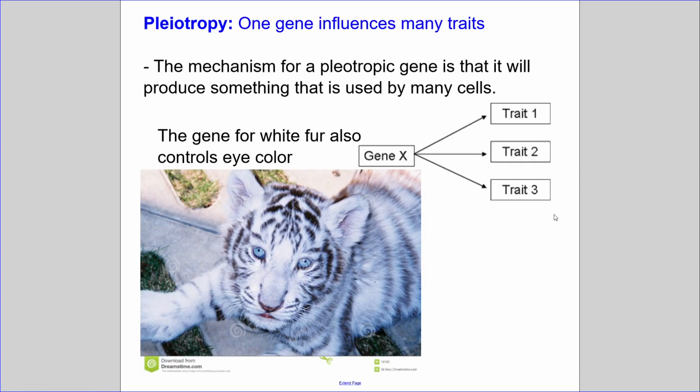Okay, our last major method of genetic inheritance is called pleiotropy. This is when one gene influences many traits. It's kind of the opposite of polygenic. The mechanism for a pleiotropic gene is that it will produce something that is used by many cells. For example, the gene for white fur also controls eye color, which is why this Siberian looking tiger has blue eyes. It's like this one gene that gets created is going to be used for this trait and this trait. And that's pleiotropy.